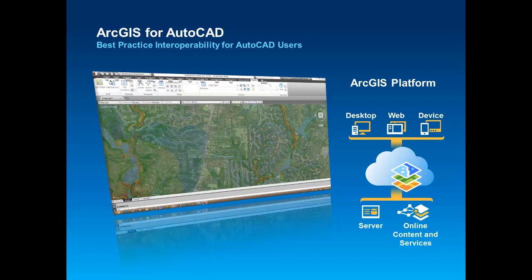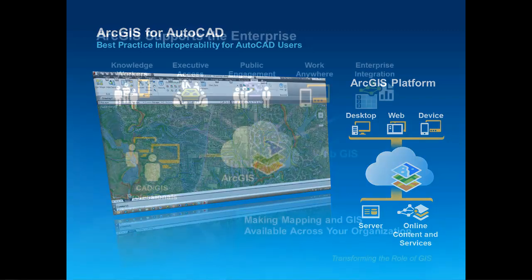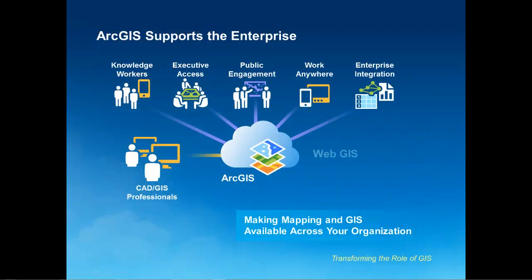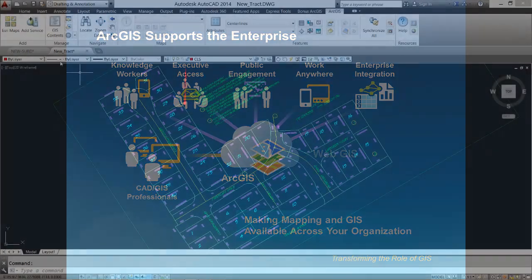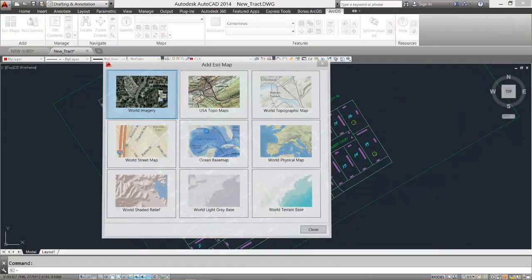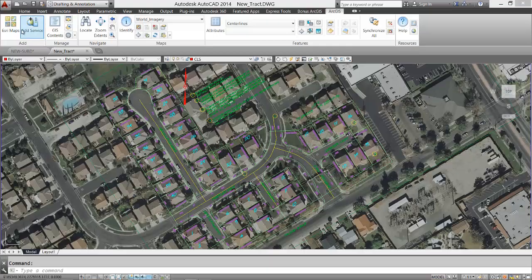ArcGIS for AutoCAD is the free plugin to AutoCAD from Esri that connects the AutoCAD user to the ArcGIS platform. Esri provides GIS information, data, and analysis to people in many different computing environments, including AutoCAD. ArcGIS for AutoCAD is the one tool you need to connect ArcGIS to AutoCAD. Use free base maps from ArcGIS Online to put your work in context.